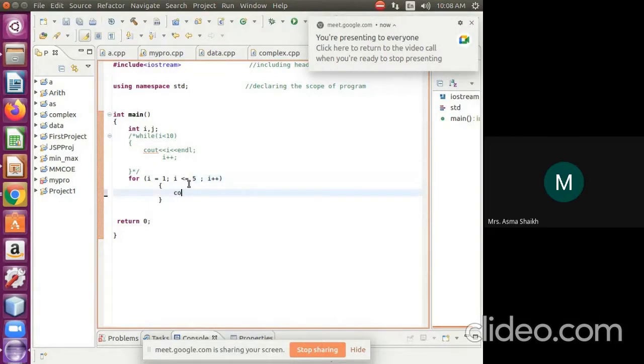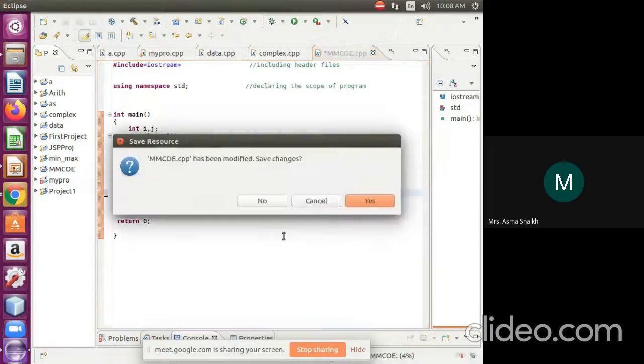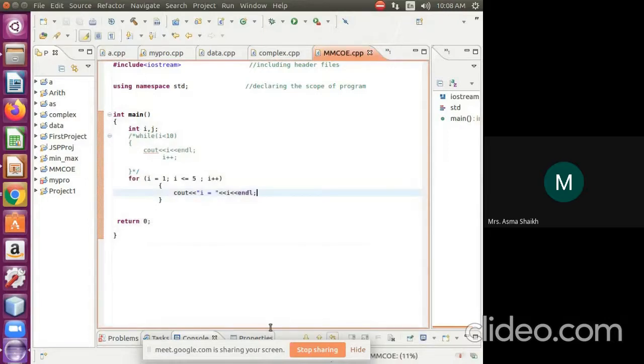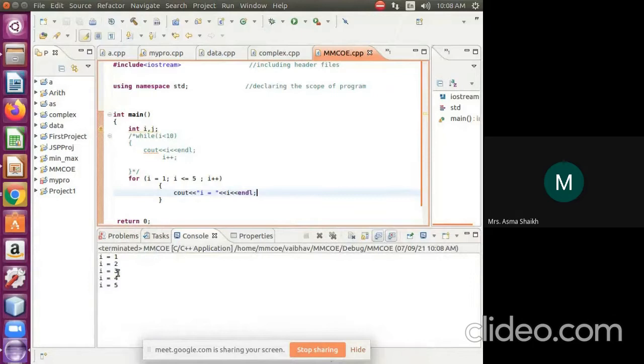Now I am writing cout, "i is equals to", and then printing i here, and then using endl semicolon. Now I'm running this code. You get 1 2 3 4 5. But in between this, if 2 occurs, I wanted to stop somewhere.